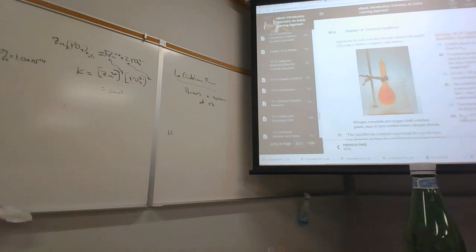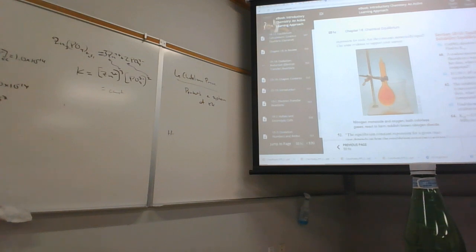And so this is equal to X squared. X squared is equal to 1.0 times 10 to the minus 14. Therefore, X is equal to 1.0 times 10 to the minus 7 molar. And this is pH 7. And this is also equal to 1.0 times 10 to the minus 7.